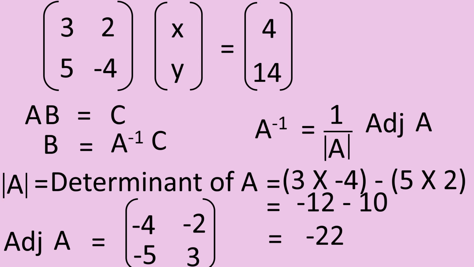Then looking at 5 and 2 in the matrix above, you retain where they are, but you change their sign. So it is plus 2 above. When we are making the adjunct, we change it to minus 2. It is plus 5 below or above. When we are changing it, we'll change it to minus 5. So what we have there is the adjunct of A, and above also we have calculated the determinant of A. So therefore we can combine the two to have the inverse of A raised to power minus 1.